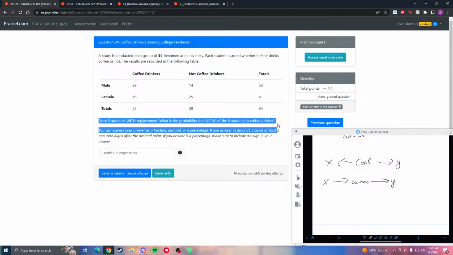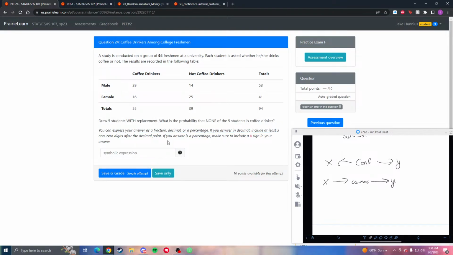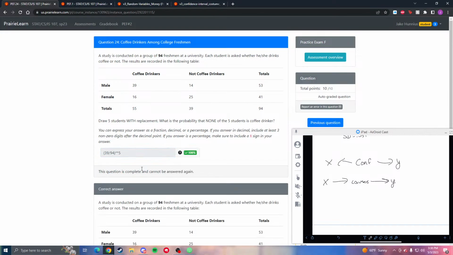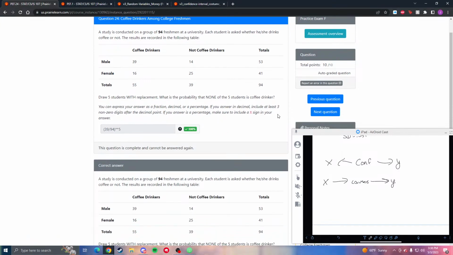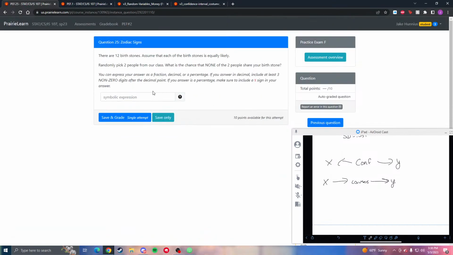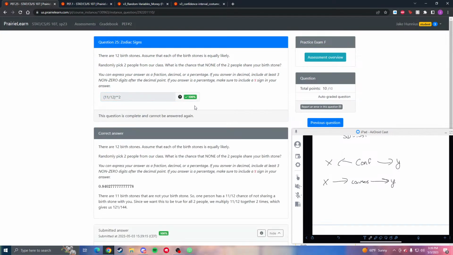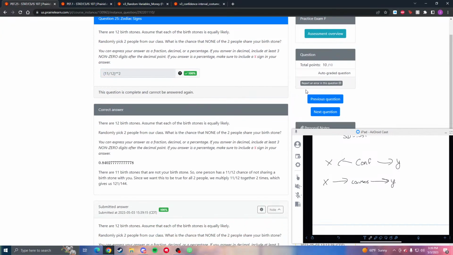Draw 5 students with replacement. What is the probability that none of them are coffee drinkers? That is 39 over 94. That's the probability for one. For 5 of them in a row, you raise it to the 5th power. What is the probability that none of the 2 people share your birthstone? My birthstone is, I don't know what it is, but 1 in 12 chance of them having mine, 11 out of 12 of them not having mine. For 2 students, we just square the probability that one of them doesn't have it.